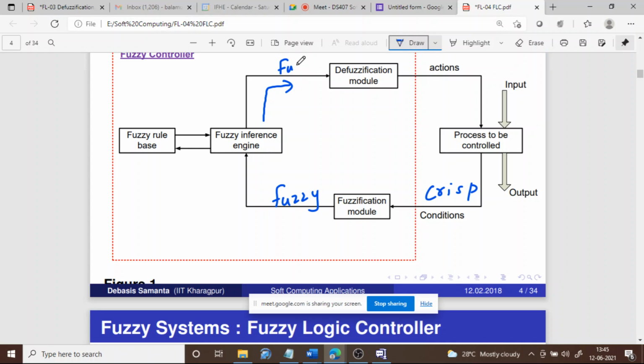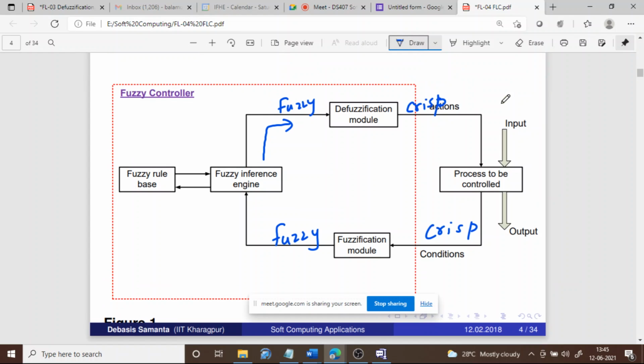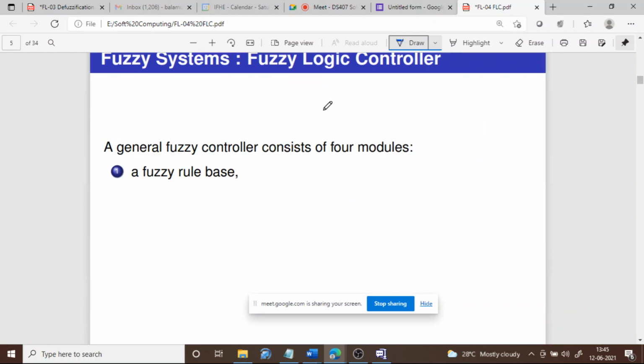In most cases we may need the output as a crisp output, because sometimes we may want to control a machine or something like that. So in that case it will be passed through a defuzzification module, which will again convert the fuzzy output to a crisp output, and this output will be sent to the environment, right? So this is the basic block diagram of a fuzzy controller.